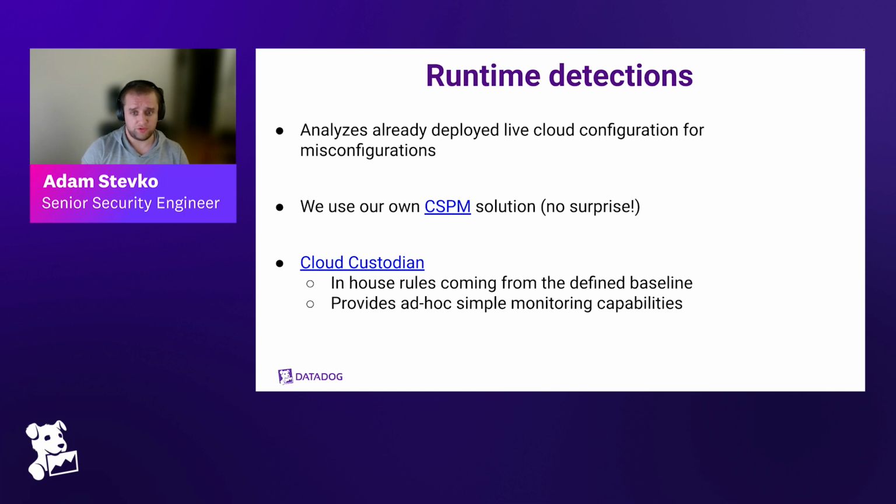Apart from CSPM, we are also using Cloud Custodian, which is an open source project that can help in detections, and you can write policies in a fast and easy way. We are using Cloud Custodian for in-house rules, especially ones that are business specific and do not fit the general product. Another reason we like it is that it provides an ad hoc monitoring capability. Imagine we have a security incident and we need to collect a list of resources or write a simple detection rule. It takes a matter of minutes and we can run it against the whole infrastructure, which is more than 100 cloud accounts.